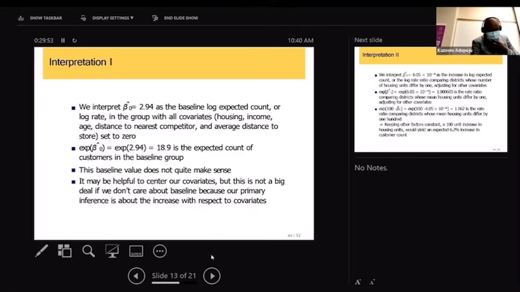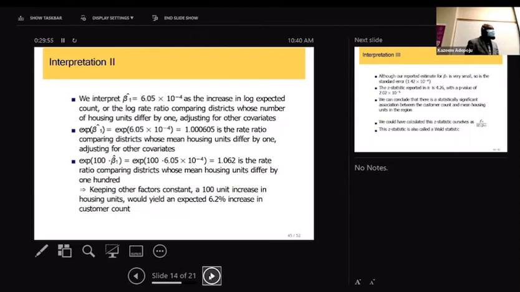Now, let's go to beta one. For beta one, we're going to get the exponentiation of that. Don't forget. Now, take a look at the beta one that we got. We interpret that one as if there is an increase.